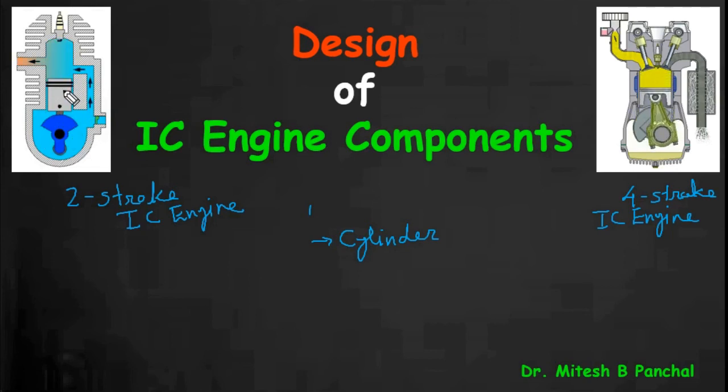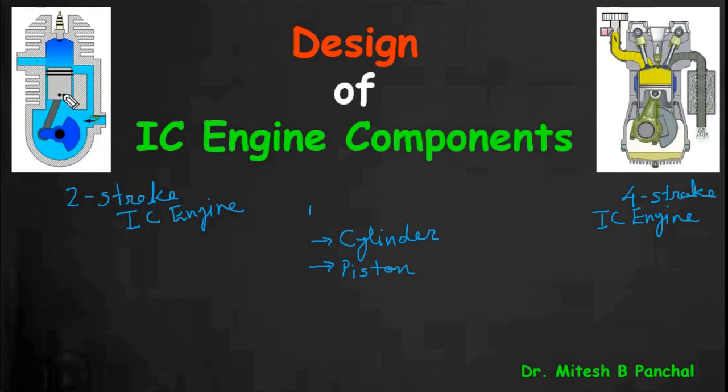The second part, which slides inside the cylinder, is known as the piston. In the same way, you have the piston in the four-stroke engine also. So the second common component of the IC engine is the piston, which is nothing but the sliding element.